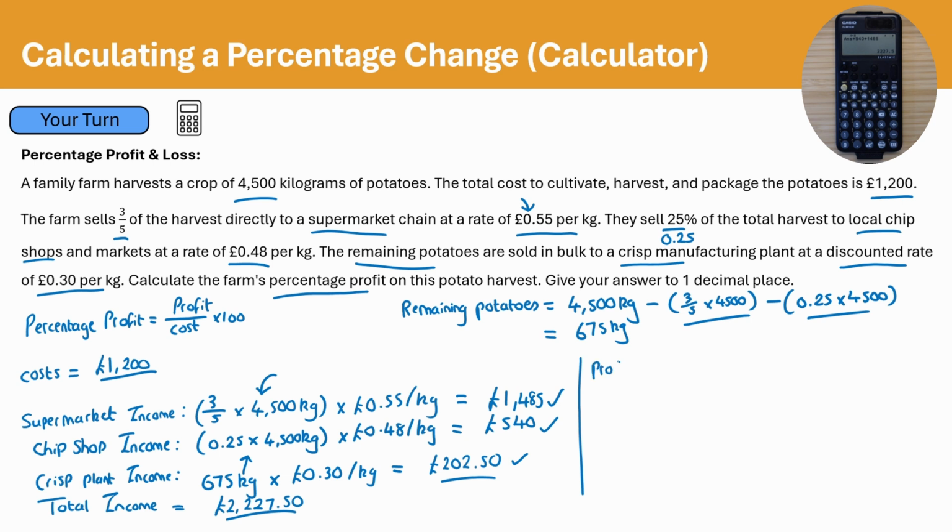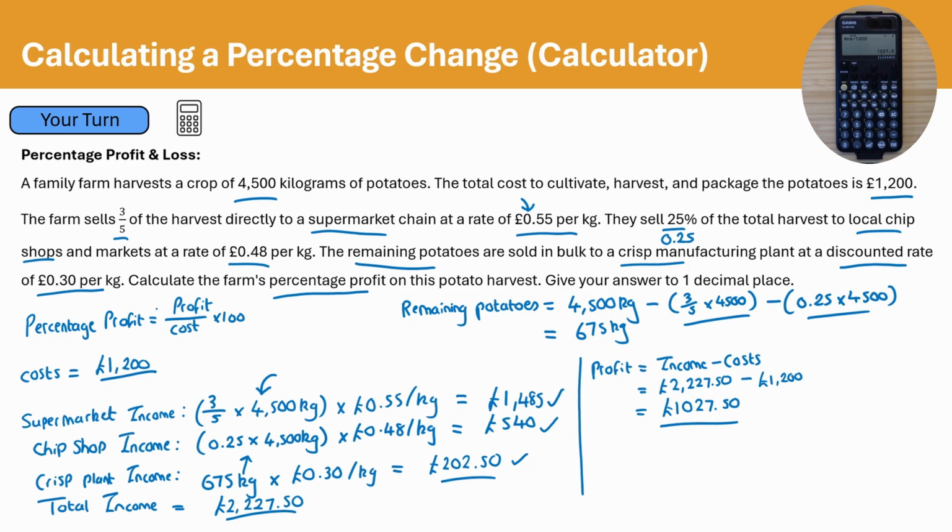Our profit is equal to the difference between our income and our costs. That's going to be the difference between our 2,227 pounds and 50 pence and the 1,200 pounds. Again, this is stored in my calculator, so I just type the subtract button. Answer stored that. Type in my 1,200. And it gives me £1,027.50.